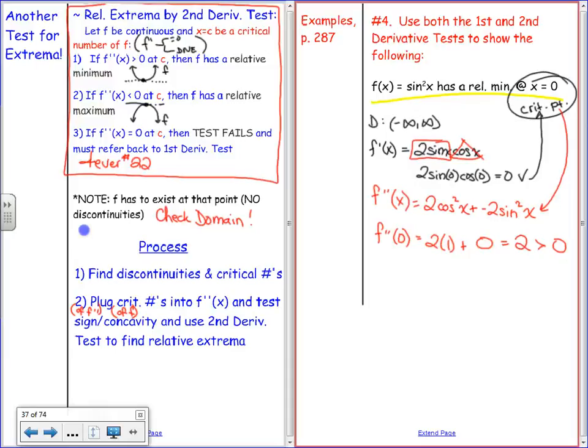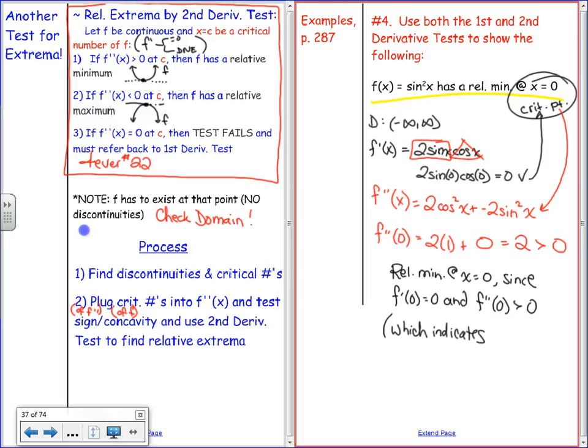Minimum. So I can say, sweet, there is a relative min at x equals 0 since f prime of 0 equals 0 and f double prime of 0 is positive. And if you really wanted to get into more explanation, you could say, which indicates, if you want to be really snazzy, even though you don't need to state any of this, because they know the second derivative, if it's positive, it's concave up, it's a relative min, they're like, good job.